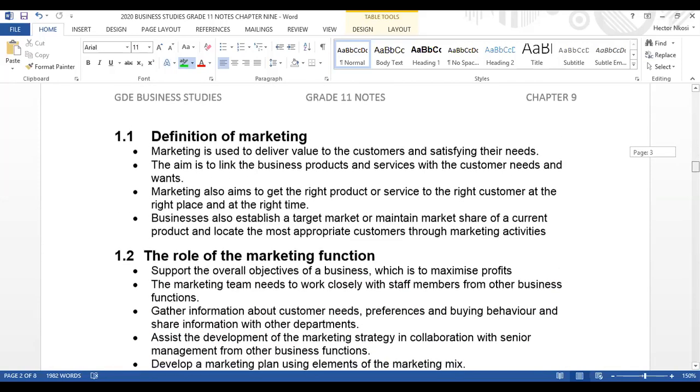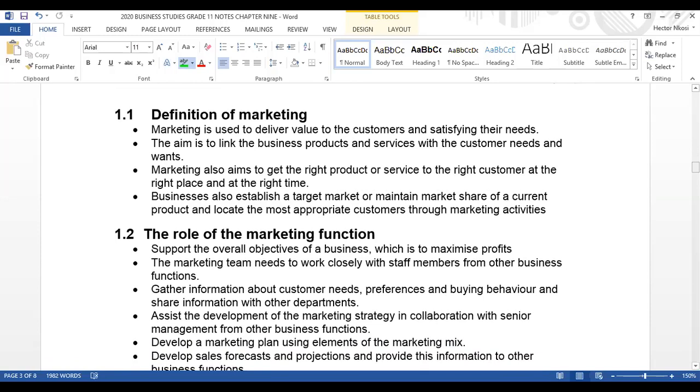Now let's look at the definition of marketing, and the things that you need to look at when it comes to marketing. Marketing is used to deliver value to customers and satisfy their needs. The aim is to link business products and services with customer needs and wants.